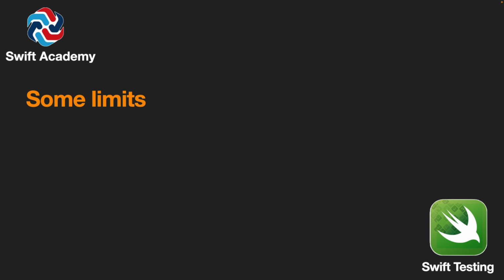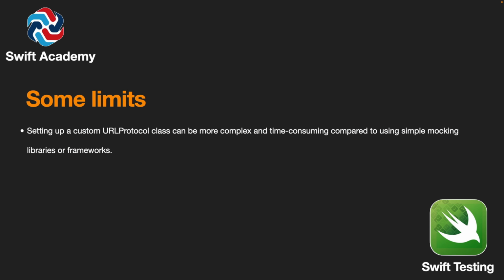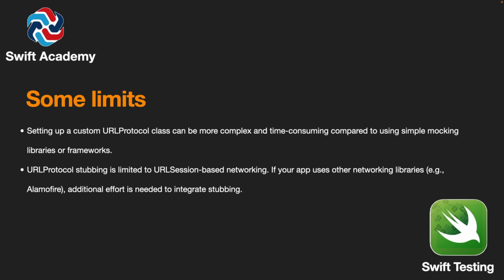Now we can speak about some limits of using this kind of solution for mocking. As I said in the beginning, a custom URL protocol can be more complex and time consuming compared to using a simple mocking library like Swifty mocking, or using what we call protocol mocking techniques. URLProtocol stubbing is limited to URLSession based networking. We cannot use it with Alamofire or Moya, which need other techniques. It's not adapted for this kind of library.